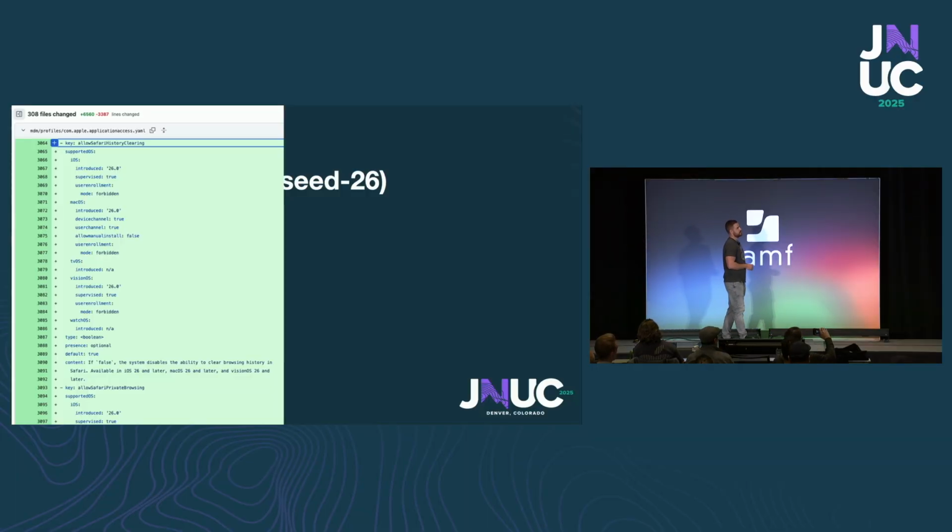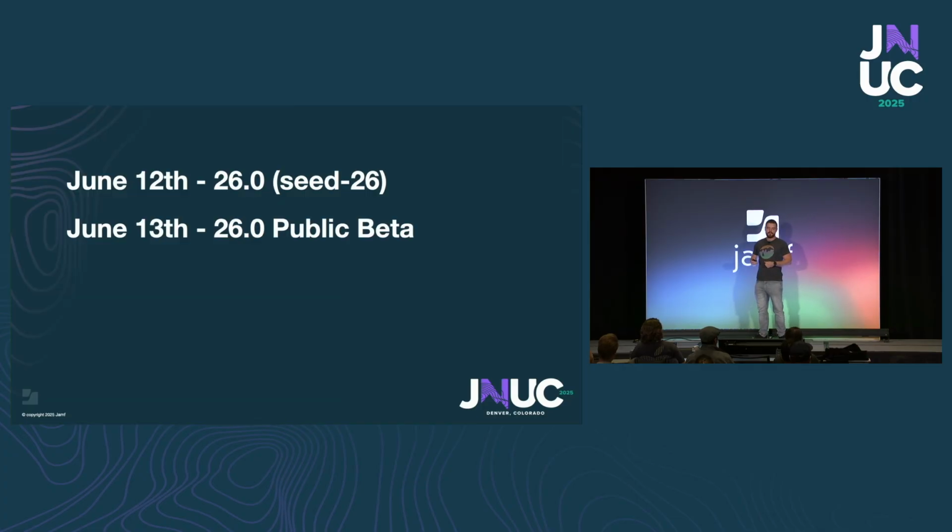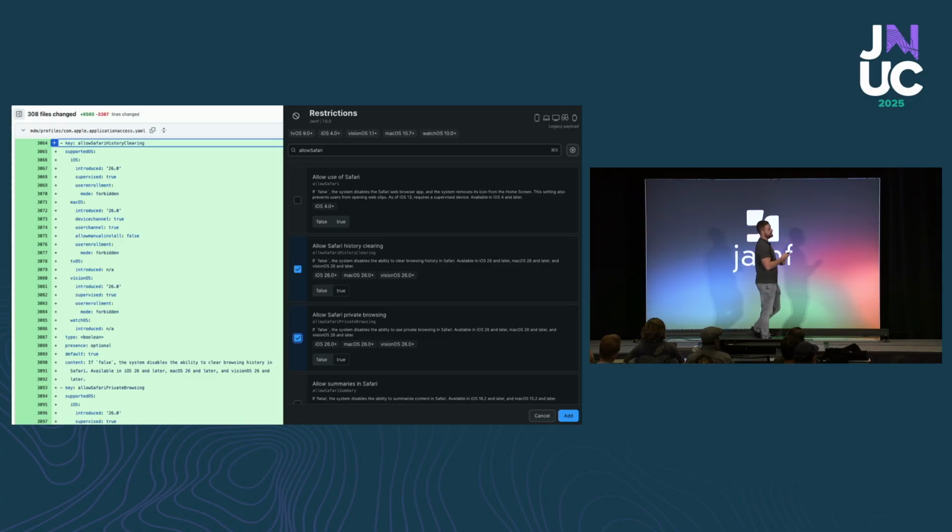That was the seed, those were the changes, where Apple introduced 4 new keys to the restriction payload, and 2 of them were connected with Safari: allow Safari history cleaning and allow Safari private browsing. It was on June 12th, and the very next day it was in your public beta instance, and you were able to play with it. So that's the change. Also, this is how it looked in your product, so you were able to use it and see it exactly the same way Apple defined it.